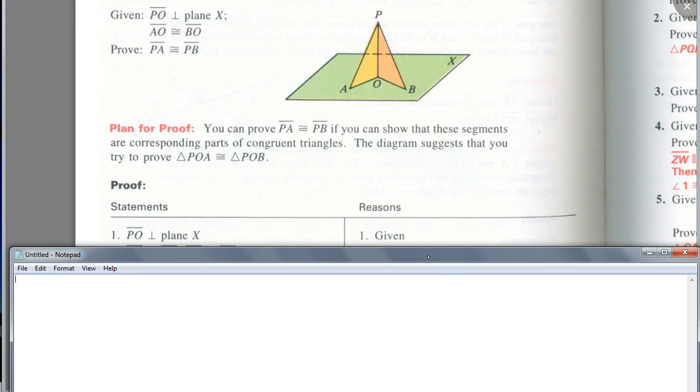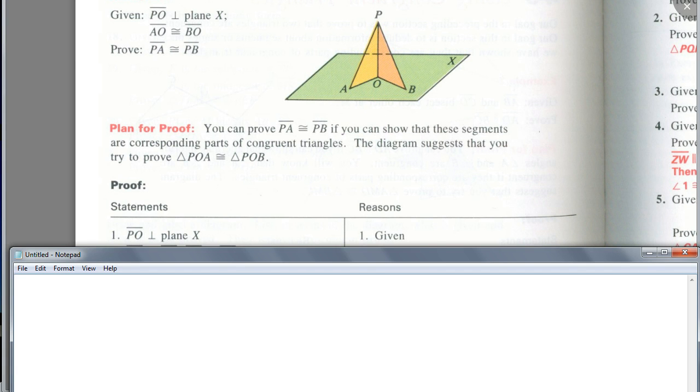But from here, what did the definition say? If the line is perpendicular to the plane, what do we know? Look at your definition. What does it say? It is perpendicular to all the lines in this plane that go through O. So what can you tell me about AO and PO? They're perpendicular. What do you think about OB and PO?